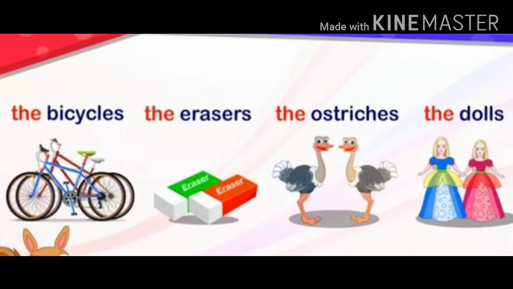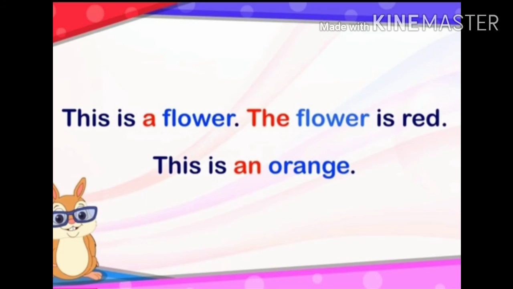Now you have to see all the articles in a sentence. This is a flower. The flower is red. This is an orange. Now see children, here we use all articles together. This is a flower. So here we use a before flower. We want to speak about the particular flower, so before that we use the.